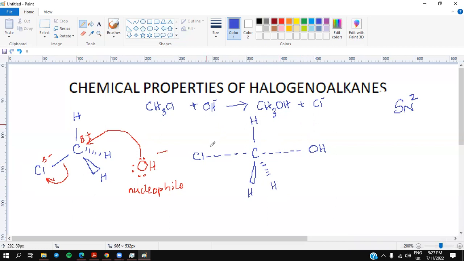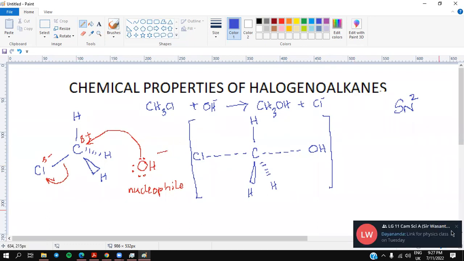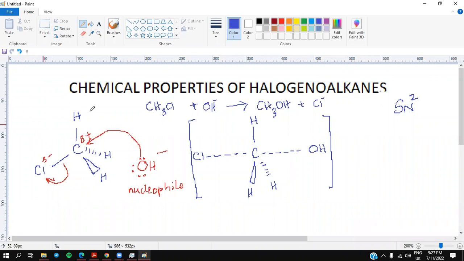And this has an overall negative charge. If somebody asks, how do you know that there's an overall negative charge? You have to remember that this halogenoalkane has no overall charge. But OH has a negative charge. When a neutral molecule reacts with the charged molecule, the structure formed will have the charge of the particle. In this case, it is OH minus. So I write minus charge over here. And this structure is called the transition state.